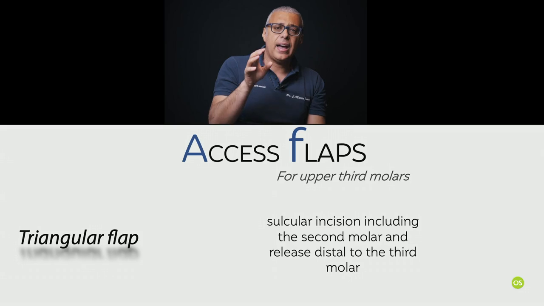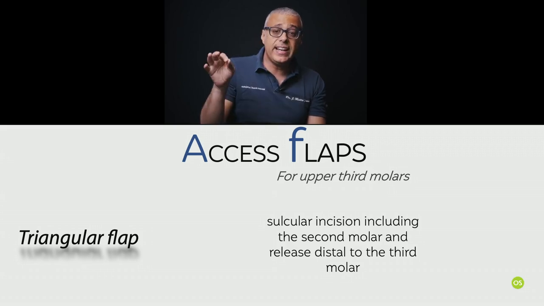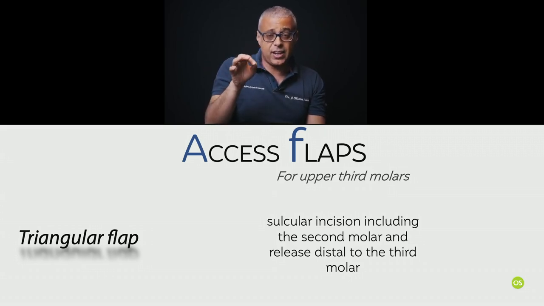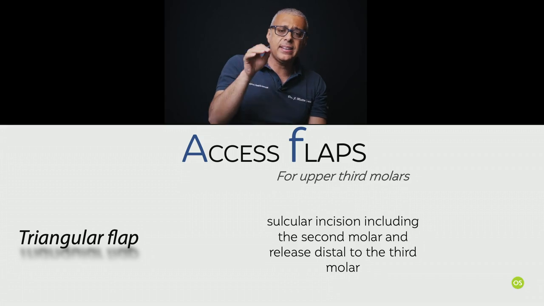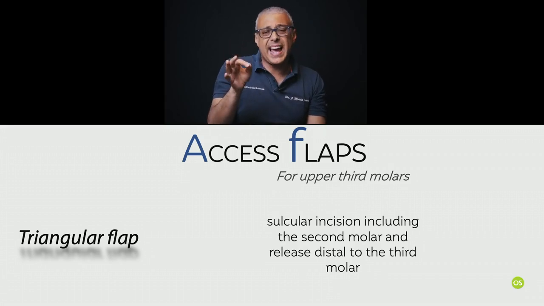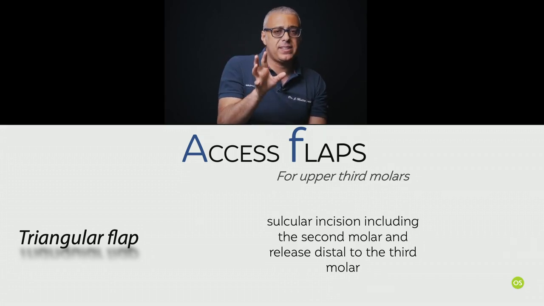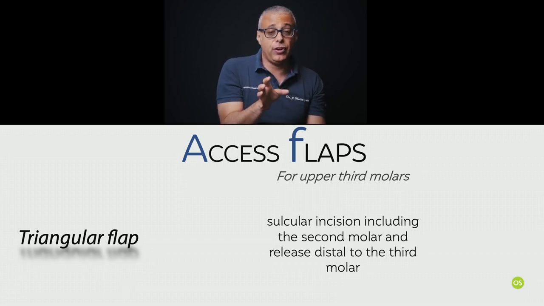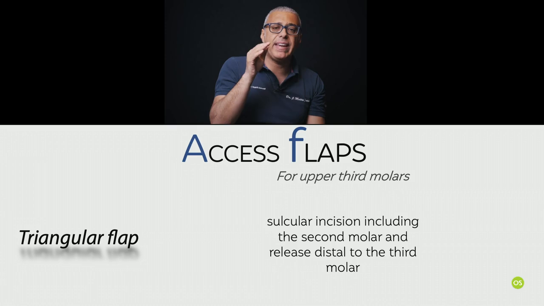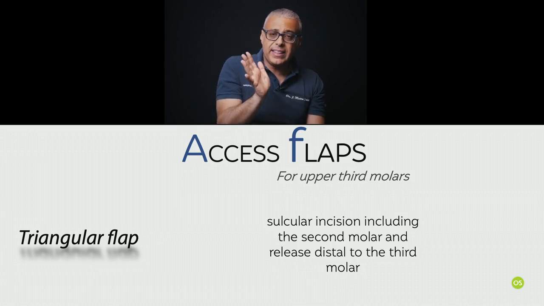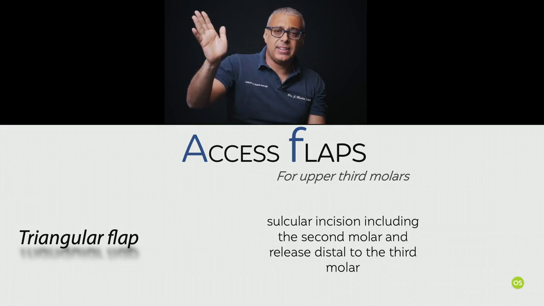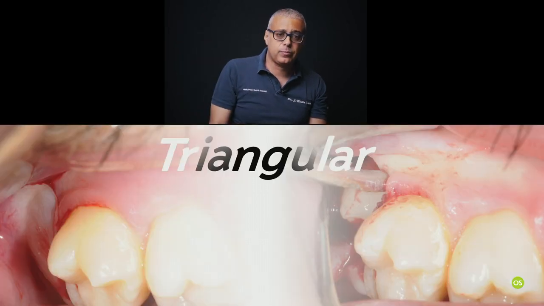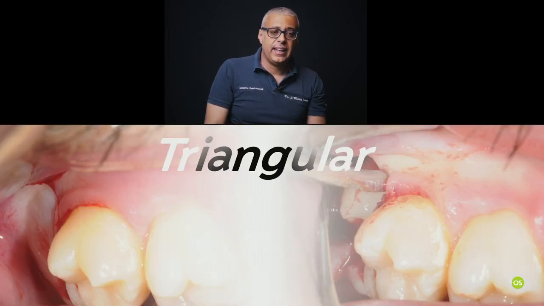This has a sulcular incision of the second molar, and we can decide if we want to stop at the second molar or go a little bit more medially on the first molar. Then we have a distal releasing incision towards the buccal distal aspect. We see here the image of this kind of flap.